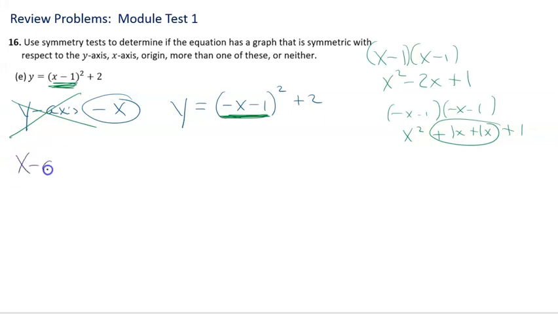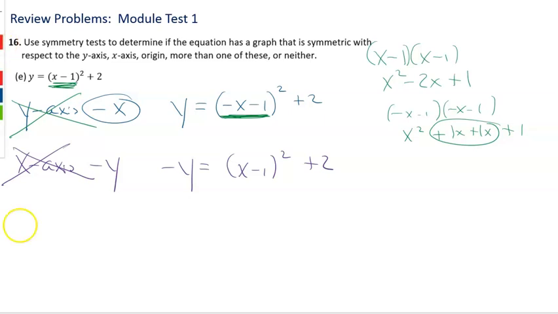Remember, to check x-axis symmetry, we substitute in negative y for y. So that's negative y is equal to (x minus 1) squared plus 2. Now, even if I got rid of this negative, because it's not here originally, and multiply the other side by a negative, that would put a negative in front of that square and make that positive 2 negative, and it wouldn't match. So either way you go with it, that one doesn't match the original, therefore it doesn't have x-axis symmetry. And then the last one is, does it have origin symmetry?